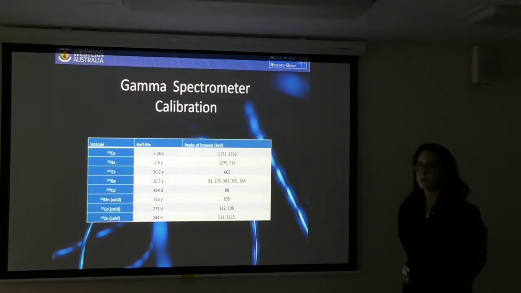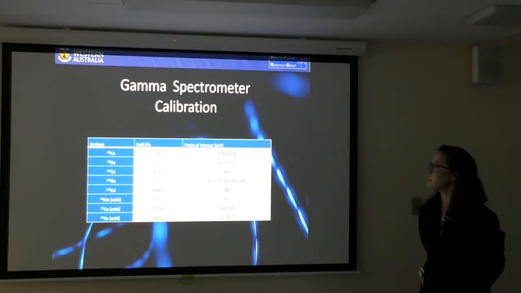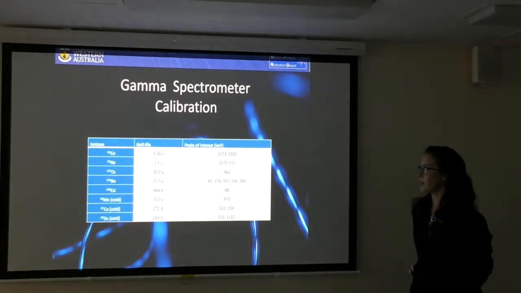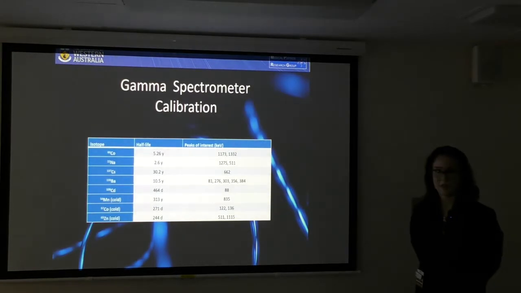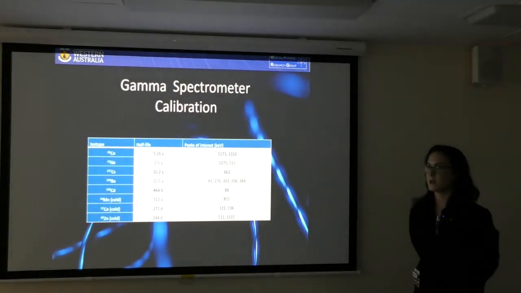Not only that, I also calibrated the gamma spectrometer. This is so I could have an accurate keV when I was identifying my peaks in order to match them with my database.